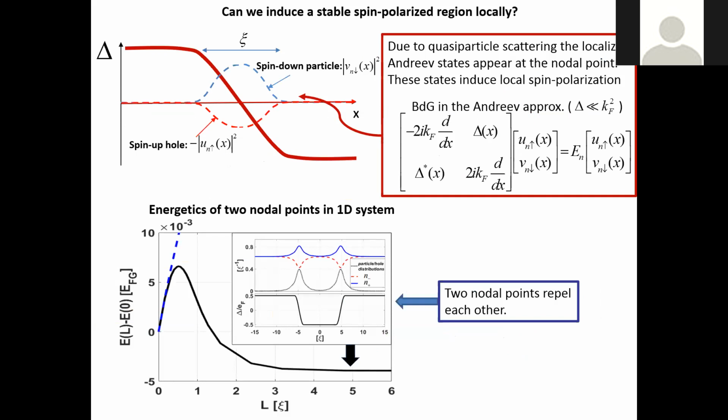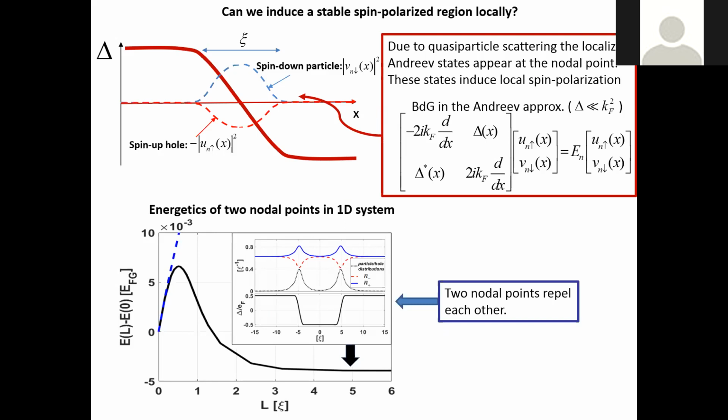So now let us turn to a slightly different question. Can we induce a stable polarized region in the otherwise uniform unpolarized system locally, that is, a spin polarized region which can be somehow dynamically induced? So let us have a closer look at what is happening when we have such a nodal point in the pairing field.